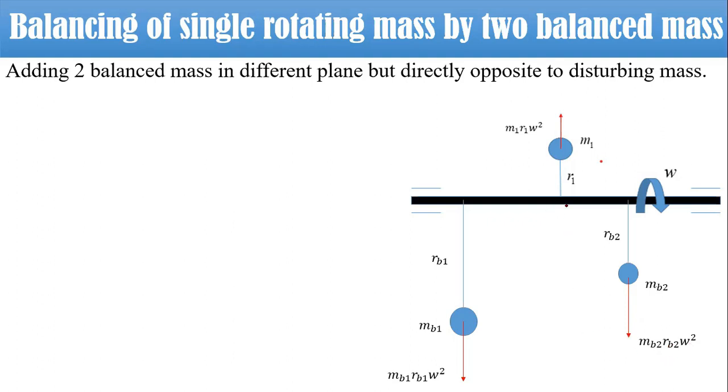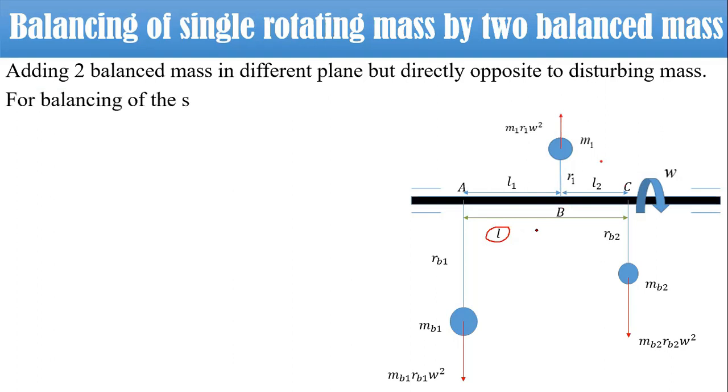Now the distance between the disturbing mass and the first balancing mass is considered to be L1. The distance between the disturbing mass and the second balancing mass is L2. The plane of the first balance mass is A, this is B, and this is C. Now the distance between A and C, that means the distance between the two balance masses, is considered to be L. Okay, so the system will be in balance when it satisfies the two basic conditions.